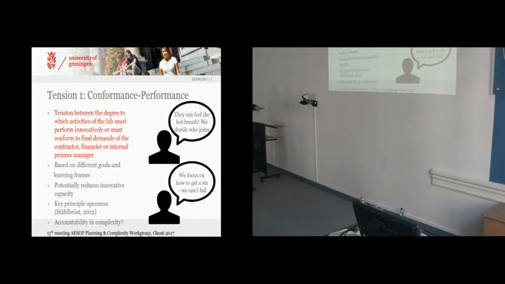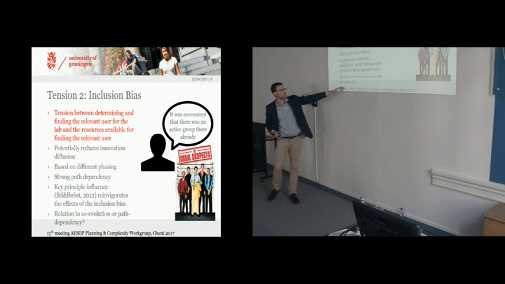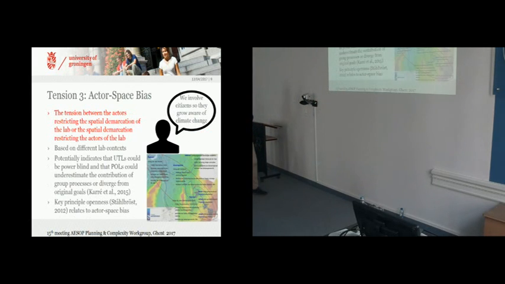Yes, so what I forgot here, I'm thinking about how to connect it to complexity. So here I'm thinking, how should we address accountability in complexity? And here I'm thinking, how does this relate to co-evolution and path dependency? Because something with the inclusion bias and complexity is going on.